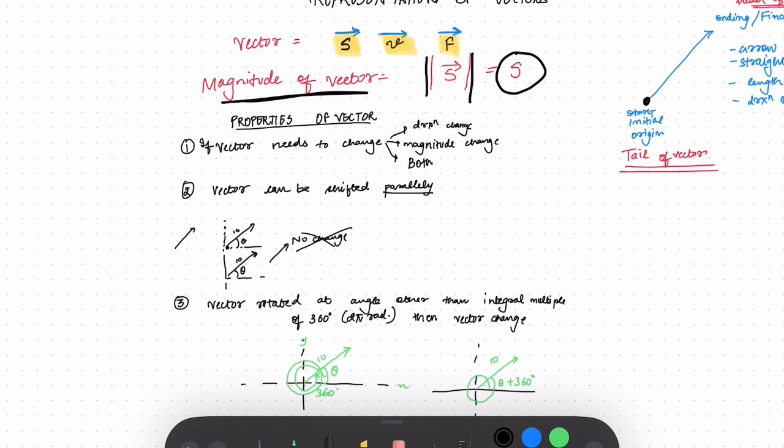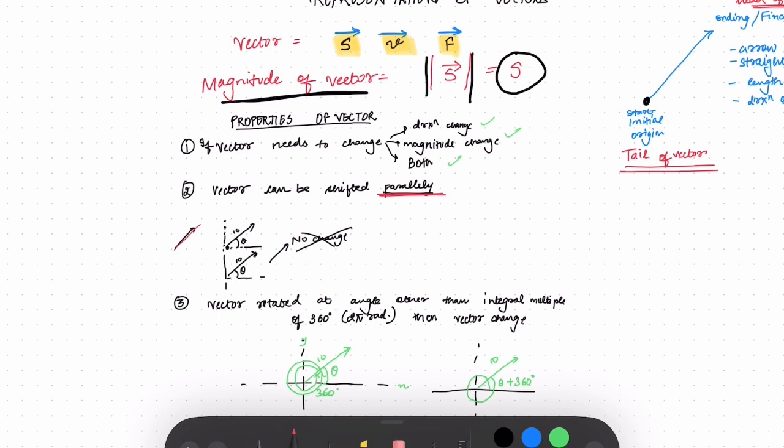If a vector needs to be changed, we can either change the direction, or we can change the magnitude, or we can change both of them. Simply because even if we change the direction, the vector changes, because it really depends on the distance and on the direction. The second property is that a vector can be shifted parallelly.